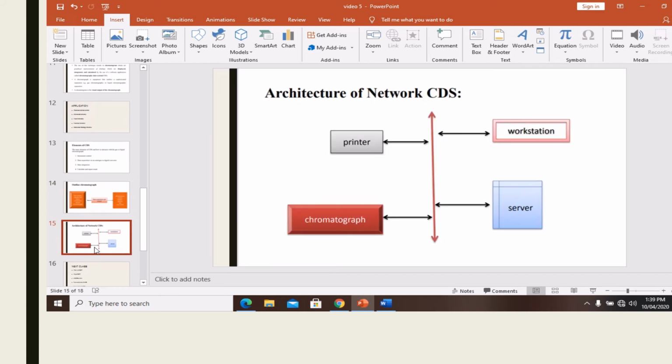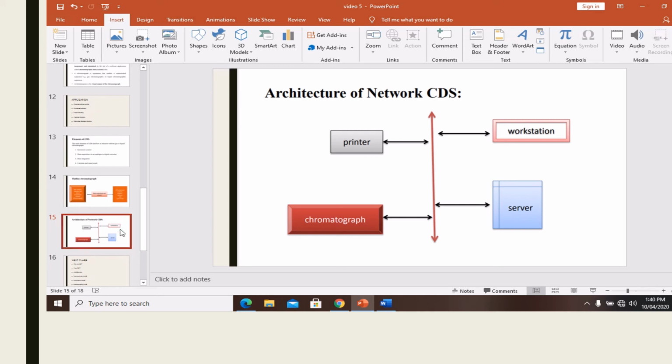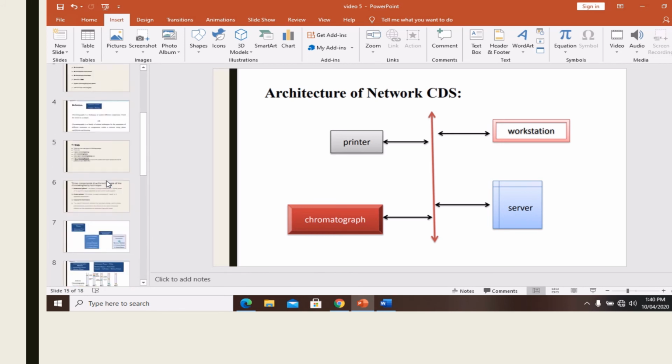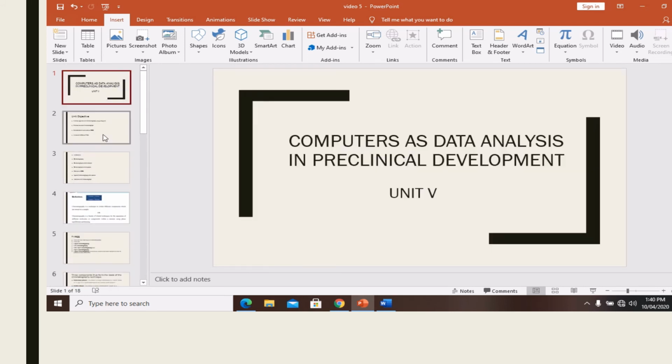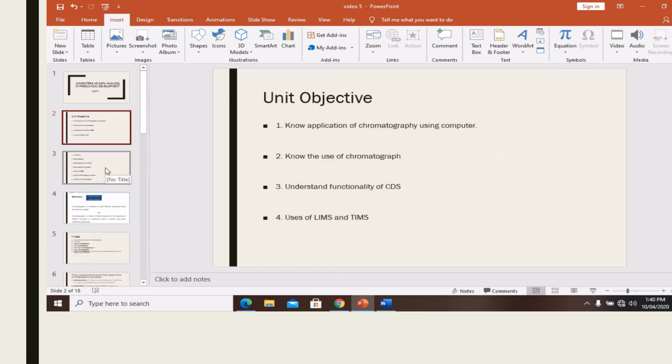And this is the architecture of a network CDS. In this, the chromatography technique plays the major role with all these components: workstation, server and printer. The server also works with these three components, the workstation and the printer. So these four are interconnected with each other to develop the chromatography and the result of the chromatogram. So this is the technique, and I am not going in depth into these techniques.